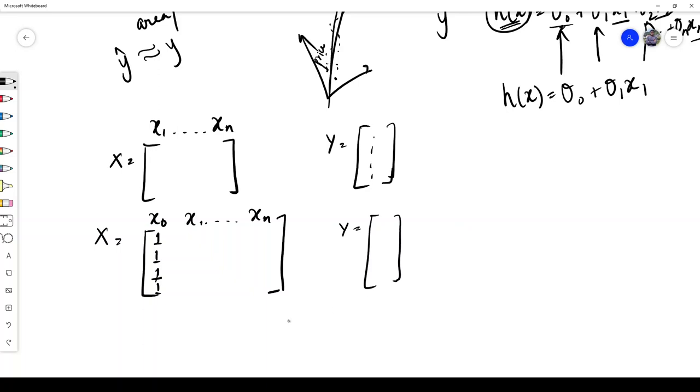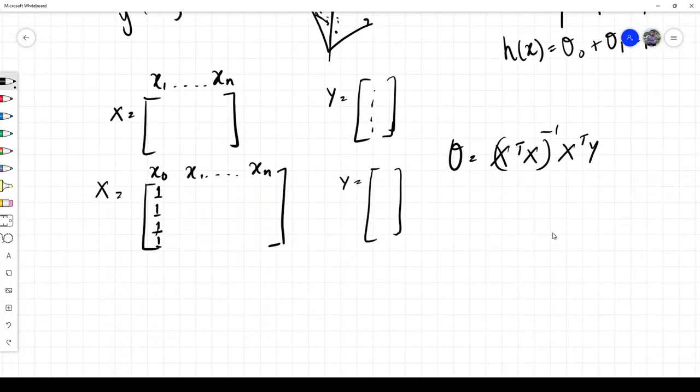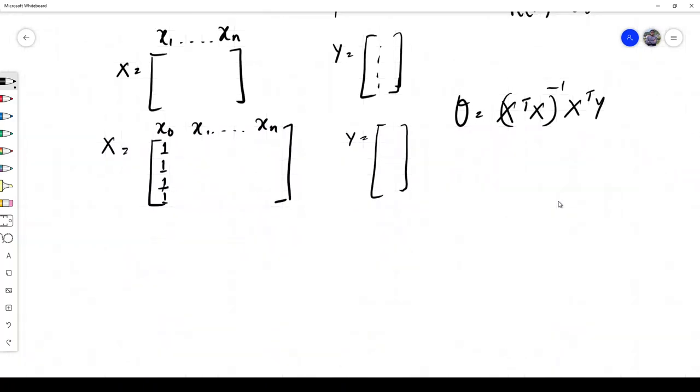So the formula for this is basically theta is equal to (x transpose x) whole inverse x transpose y. You do that and you will directly get a vector of theta values. That is basically the closed solution for linear regression. Can someone tell me why you would not prefer using this? Why would you not use that?